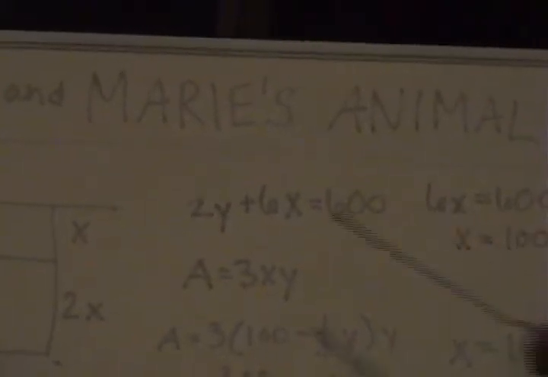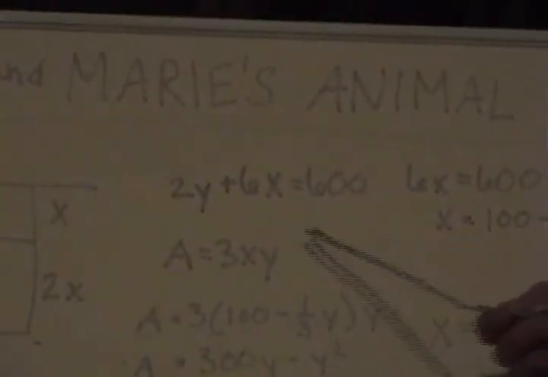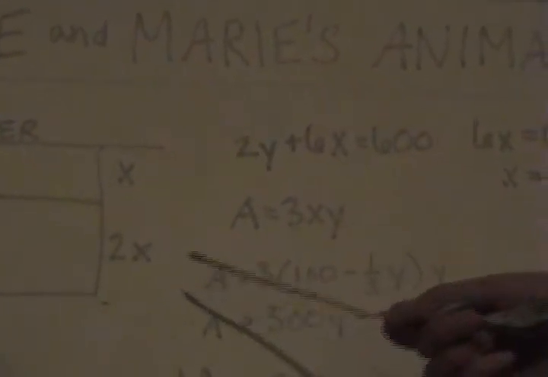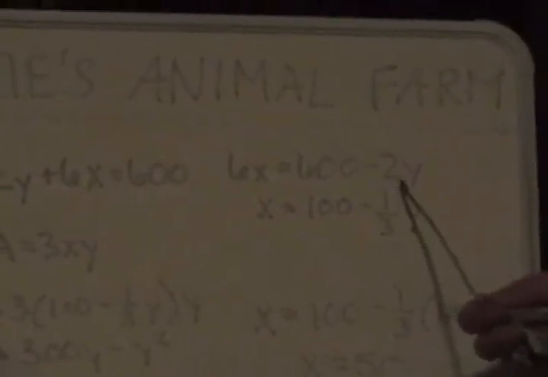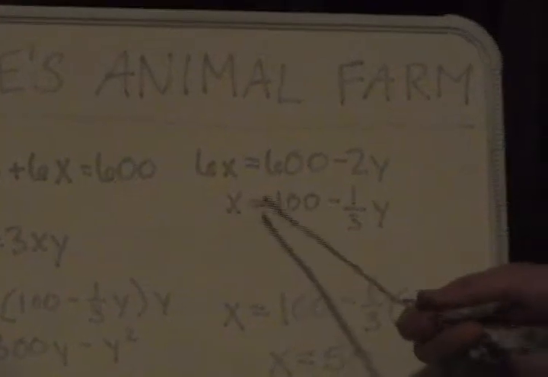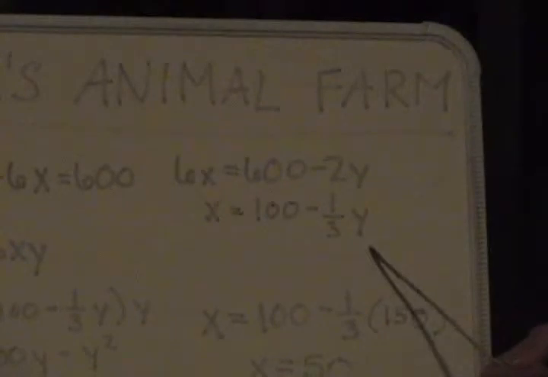Since we have 600 feet of fencing, 2y plus 6x, which is our perimeter, will have to be equal to 600. And the area of our pen will be 3x, which is the whole length of the entire pen, times y. We'll solve our first equation for x by subtracting 2y and then dividing both sides by 6. So we will end up with x equals 100 minus 1/3 y.